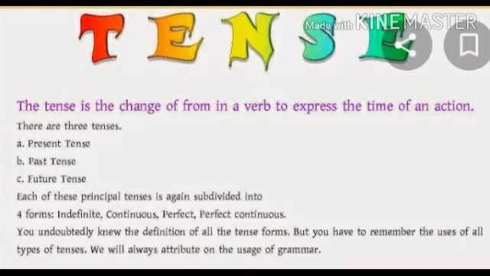Students, past tense is again subdivided into four forms: past indefinite, past continuous or progressive, past perfect, or past perfect continuous. So students, future tense is again subdivided into four forms: future indefinite, future continuous, future perfect, and future perfect continuous. So students, I will explain past and present tense and future also, but in our first term we will do only present and past tense, and in final term we will do future tense.